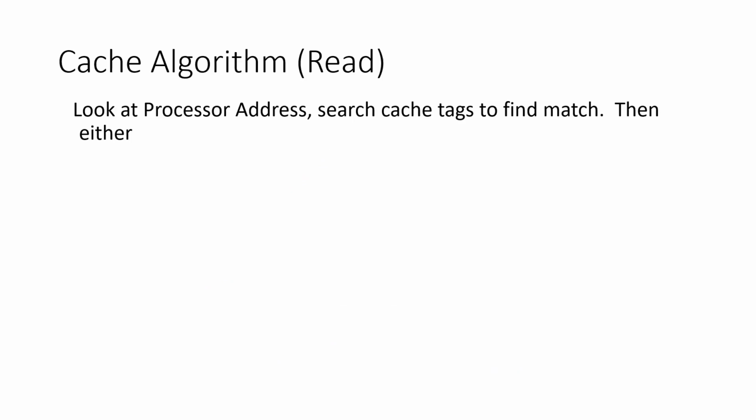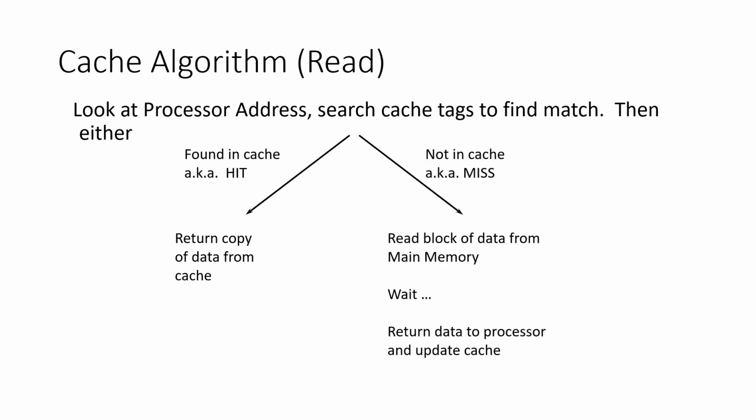This is what happens in the cache when you have a read access. If the data is found in the cache, we say that we have a cache hit and simply return the data from the cache. If it is not found, we say that we have a cache miss and we need to read a block of data from the memory and wait for it to come back. When it eventually comes from memory, we update the cache and return the value requested to the processor. The processor needs to be able to cope with variable access times, just like a stall.